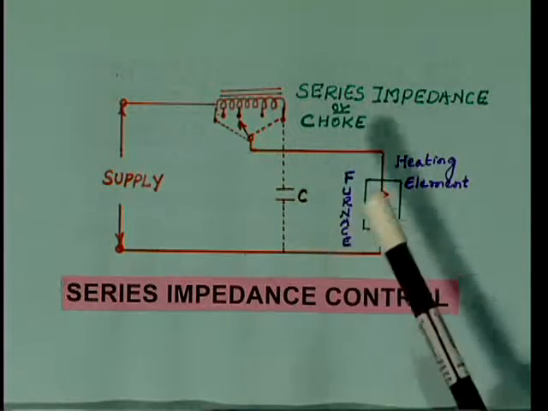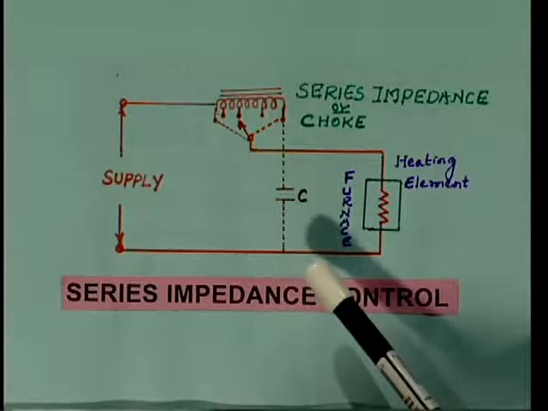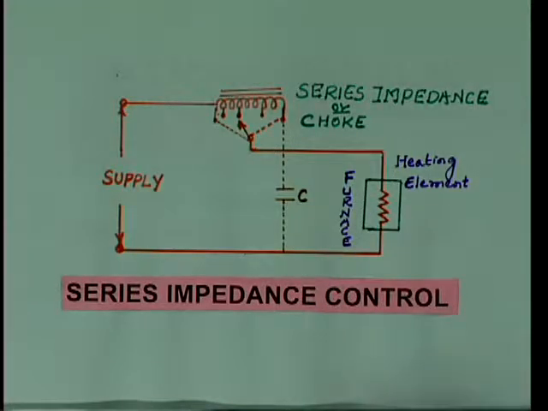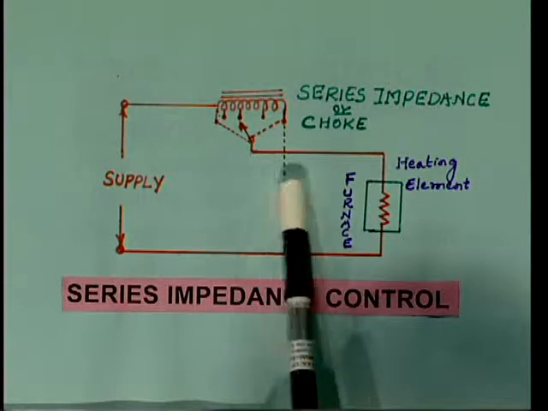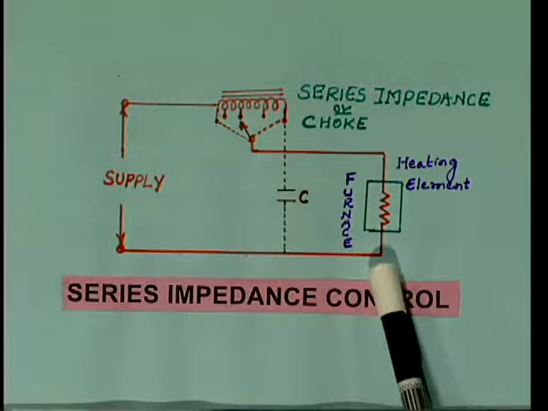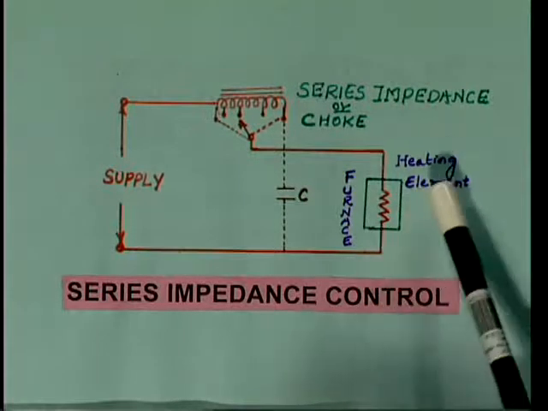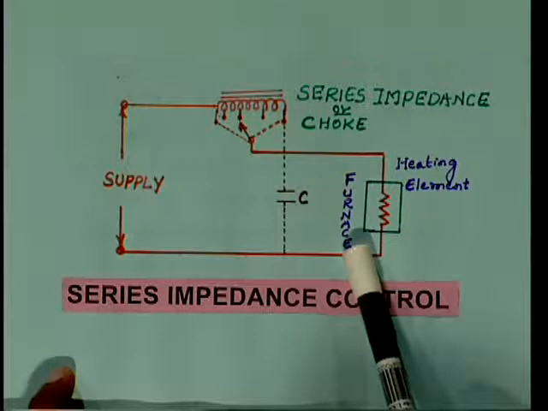We all know, we are already doing this in our laboratories. What is an impedance? Impedance is nothing but a rheostat connected in series with the circuit. Now, the circuit here is a furnace or furnace resistance. The impedance, generally also called a choke, is connected in series with the furnace resistance. This is the heating element of the furnace.